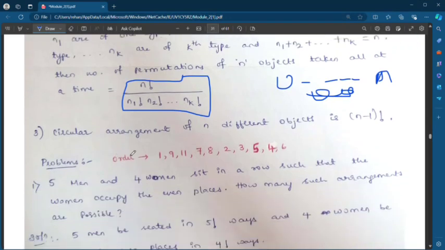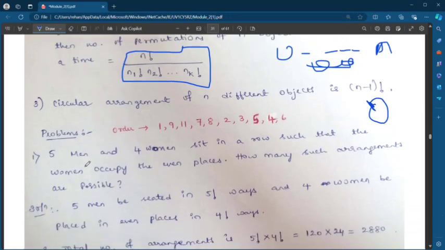Okay, then circular arrangements of n different objects. Circular arrangement of n different objects is n minus 1 factorial. This first and last arrangement is the same. That's why it won't repeat n number of times, it will repeat one less. Then problems we have here.